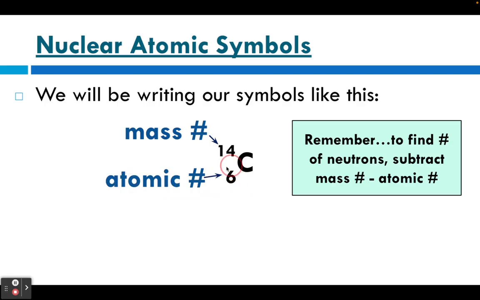So the atomic number is going to be less because that's only the number of protons. The mass number is going to be greater because that's the protons and the neutrons. So remember, to find the number of neutrons, you have to subtract the atomic number from the mass number. That'll give you the number of neutrons.